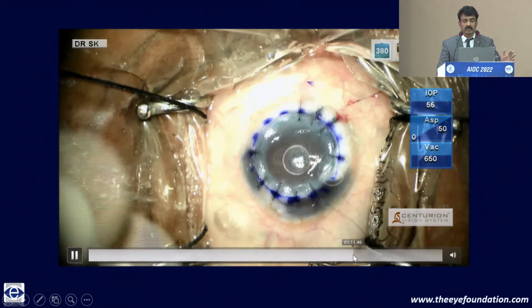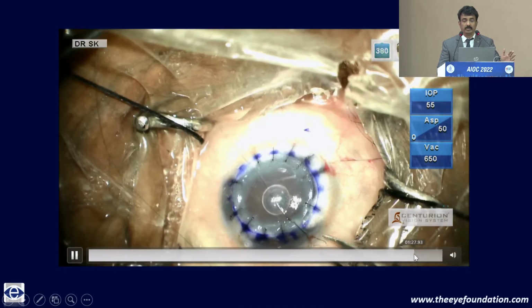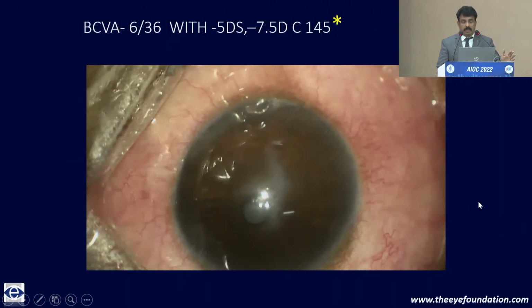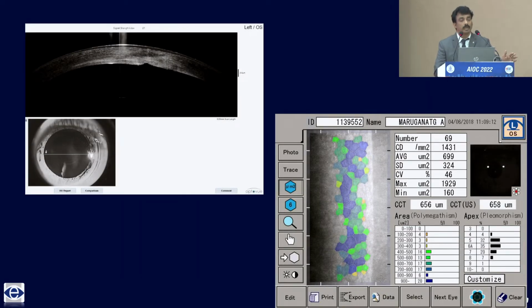This is the end of the procedure. And this is another case. This is the healed hydrops. The scar is paracentral. If it is in the center, it's better not to attempt a DALK. If it is in the paracentral area, you can safely go ahead and do a DALK in these cases.